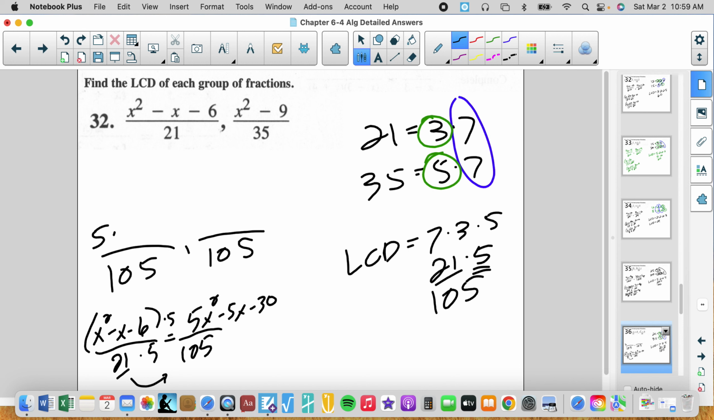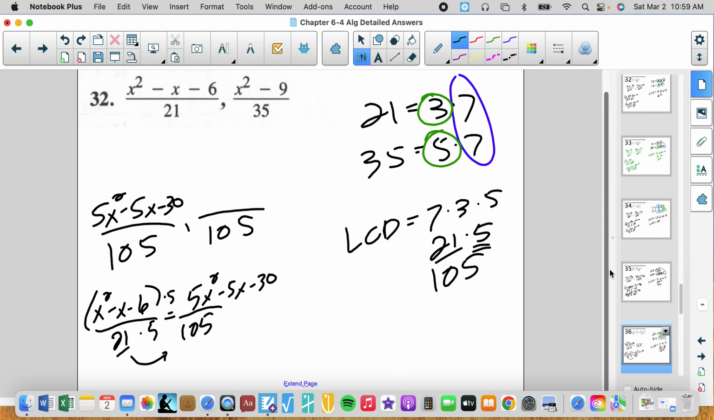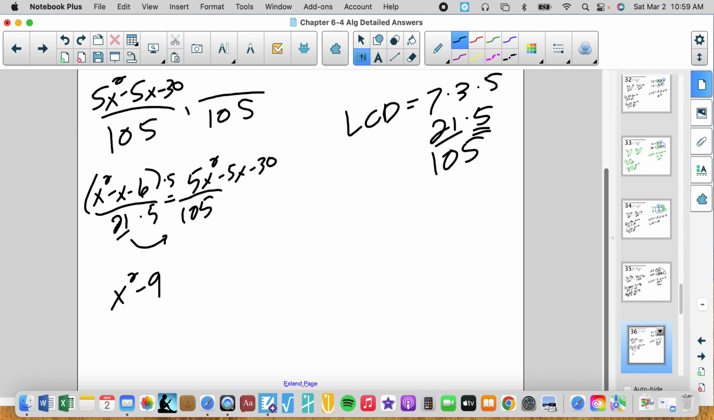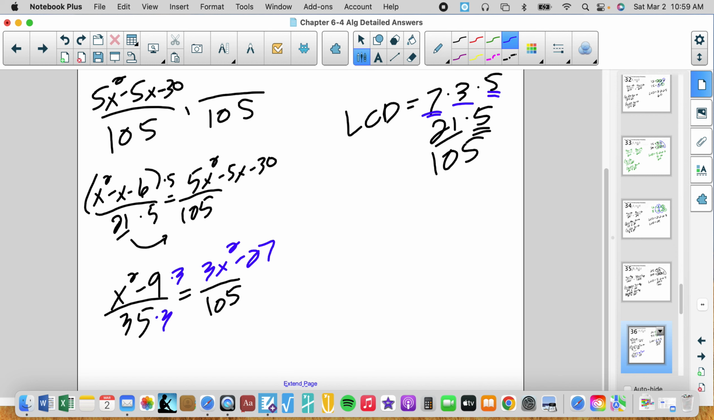So it wouldn't benefit us to factor the x squared minus x minus 6, because we got to multiply it by 5. And we want to keep that as a trinomial. x squared minus 9, even though that's the difference of squares, over 35 equals 105. So what produced 35? 35 was 7 times 5. So I got to multiply it by 3 to give me 105. So 3x squared minus 27.